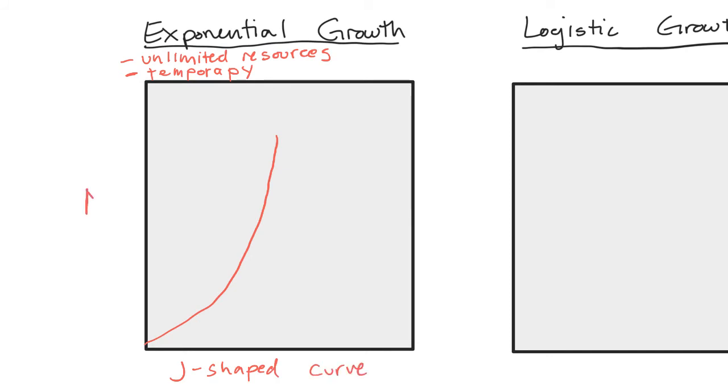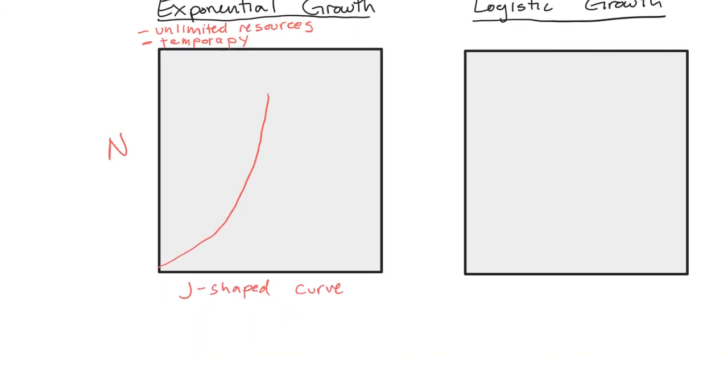If this on this axis is n, what does n stand for? The population, the number of population. And on the y-axis, time. Good.